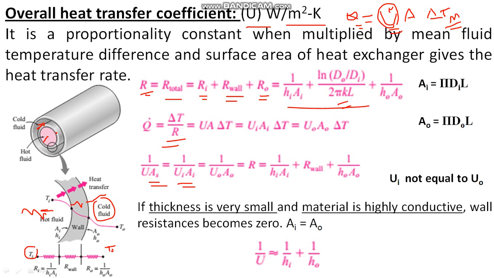See, 1 by U i A i, because if you consider the inner diameter, the inner surface area of the heat exchanger, you get one value for U A. That is the overall heat transfer coefficient based on the inner diameter or inner area. If you consider A naught, the outer area of the pipe, you get another U naught. Both are equal: 1 by U i A i is equal to 1 by U naught A naught. But U i is not equal to U naught. It's more important.